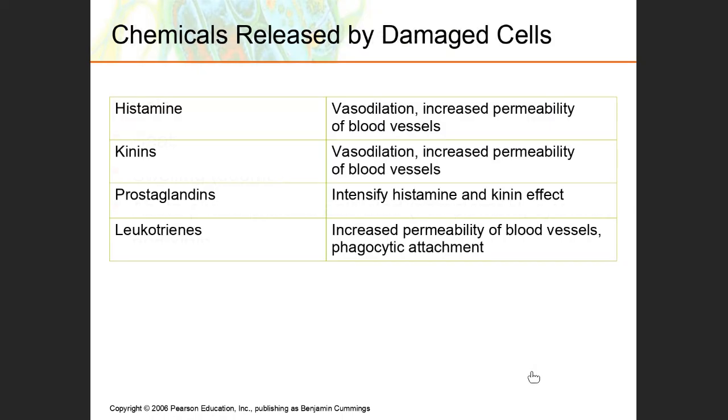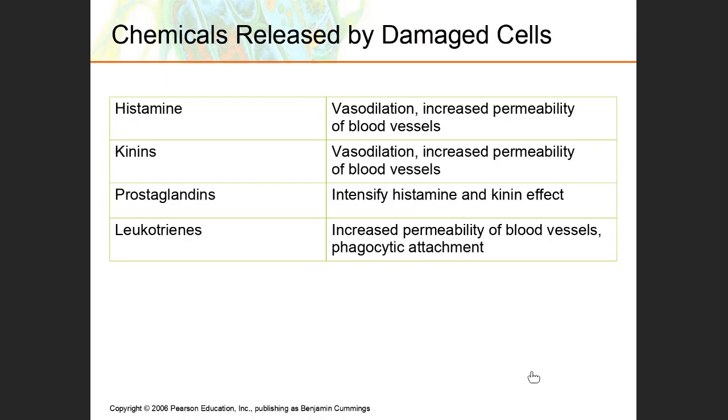So some of these chemical mediators, I'm not going to hold you responsible for what each one does specifically, but the main idea behind chemical mediators is that they enhance and stimulate the immune response. Things like histamines, kinines, prostaglandins, and leukotrienes. They're all secreted, but if too much of them is secreted, that causes problems, or if they're secreted unnecessarily.